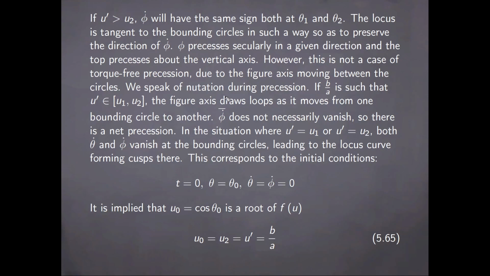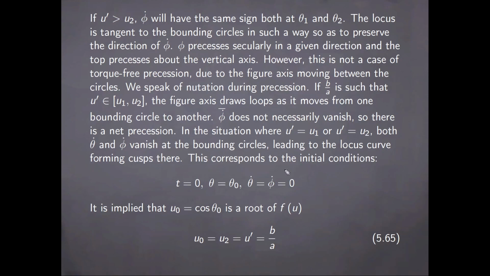In fact, we speak of nutation during precession. Specifically, if the ratio b over a is such that u prime is in the range between u1 and u2, then the figure axis draws loops as it moves from one bounding circle to another. The average precession rate will not necessarily vanish, so there remains a net precession. In the situation where this root is equal with either u1 or u2, both time derivatives for the nutation angle and the precession angle vanish at the bounding circles, leading to the locus curve forming cusps there.